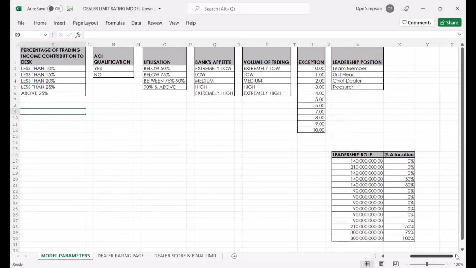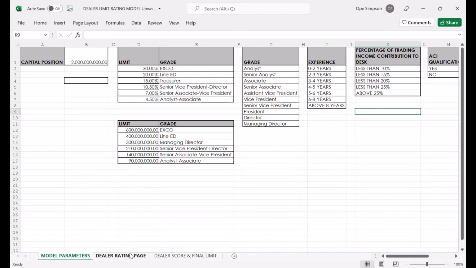And we also have the volume of trading for that particular desk or that particular individual. We also look at the exceptions that the dealer might have incurred in the near past. This would also be used as a parameter to judge whether that trader should have a limit or not. And then we look at the leadership position the individual holds within that team. So these are all the various parameters that we're going to consider.